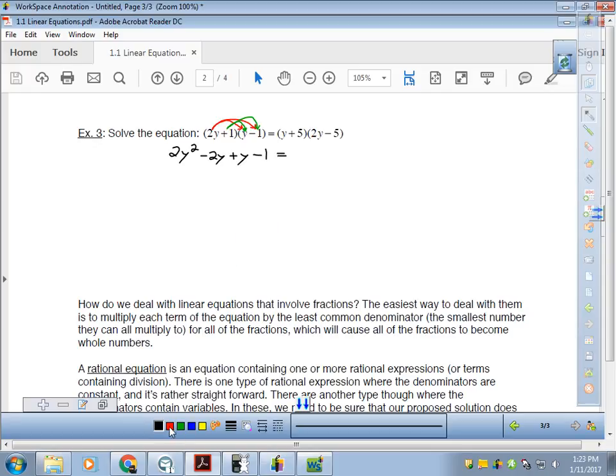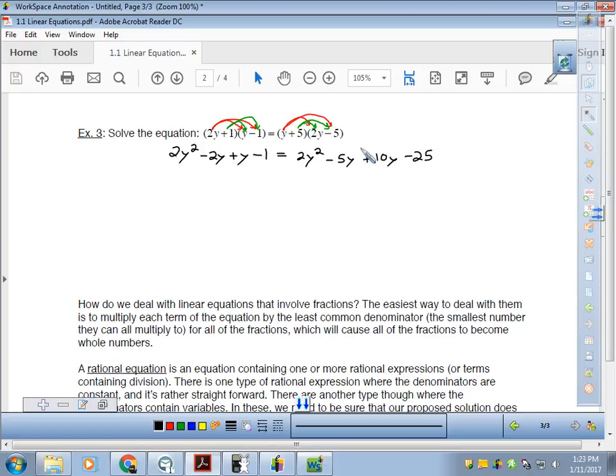Equals. Same kind of thing here. I'm going to take this y and distribute it to the 2y, and also to the negative 5. So y times 2y gives me 2y squared. y times negative 5 gives me negative 5y. Here, I'm going to take the 5 and distribute it to the 2y, and I'm going to take the 5 and distribute it to the negative 5. So 5 times 2y makes 10y, and 5 times negative 5 makes negative 25.